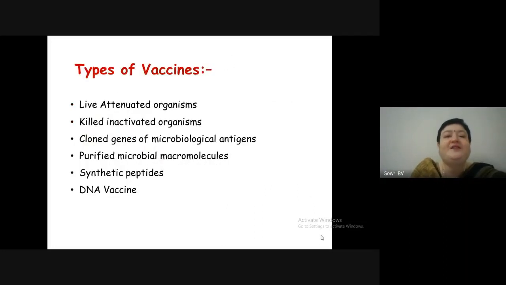So what are the different types of vaccines? We have live attenuated vaccine, killed inactivated vaccines, cloned genes of microbiological antigens, purified microbial macromolecules, synthetic peptides, and of course DNA vaccine. What we will study with rDNA technology is specifically the DNA vaccine. Types of vaccines, I repeat: live attenuated, killed inactivated, cloned genes of microbiological antigens, purified microbial macromolecules, synthetic peptides, and DNA vaccine.